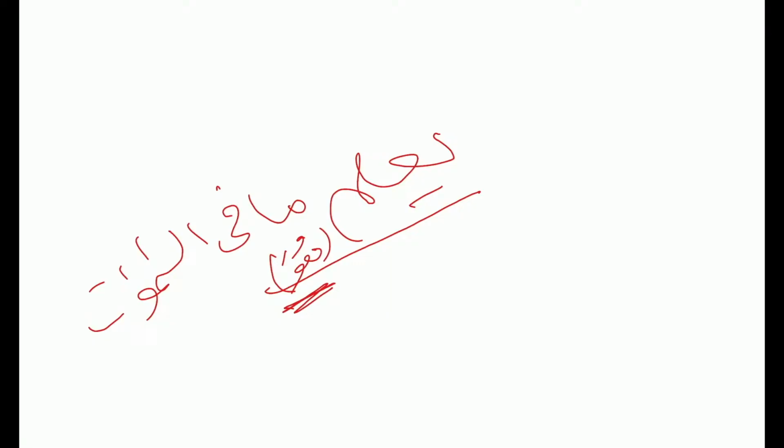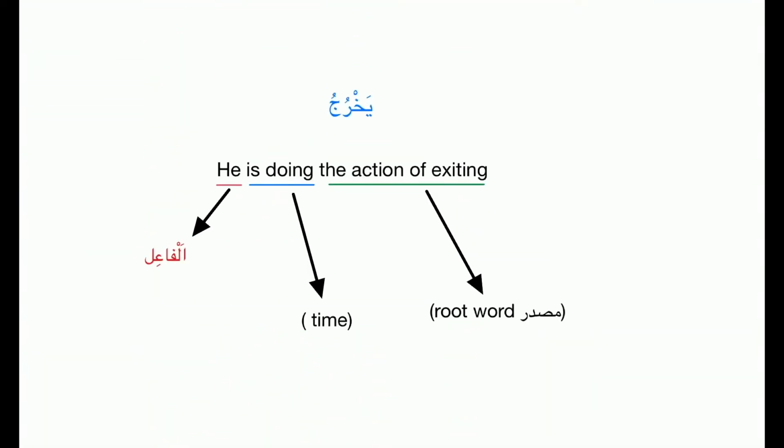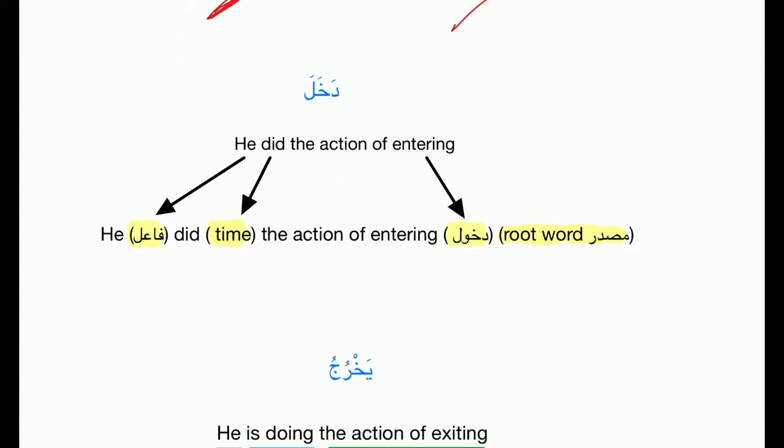So this is the dhamir mustatir. Look, dakhala zaydun, dakhaltu, or dakhala. Dakhala means he entered, and he is hidden. We cannot see it. These are the three forms. Now look at a couple of examples. Dakhala: he did the action of entering. Just to separate the three things, the fa'il is he. The did shows you the time. And the masdar is dukhul, entering. So these three things are in dakhala.